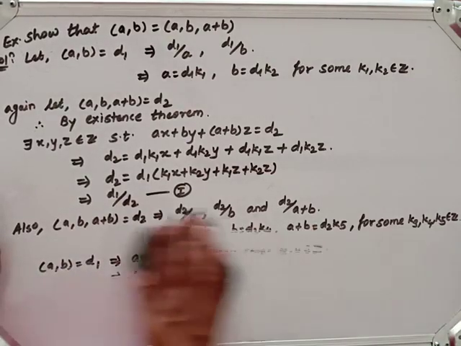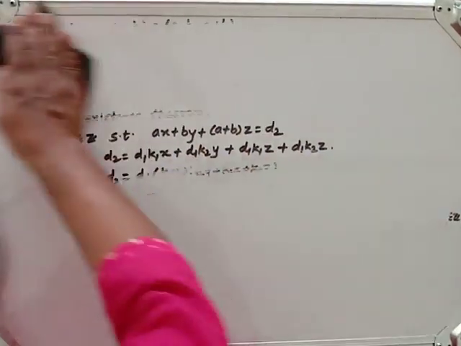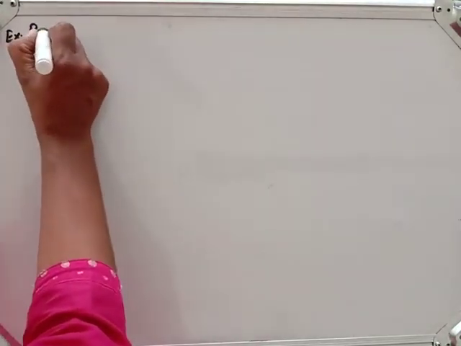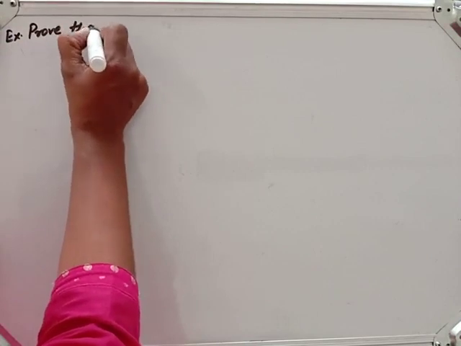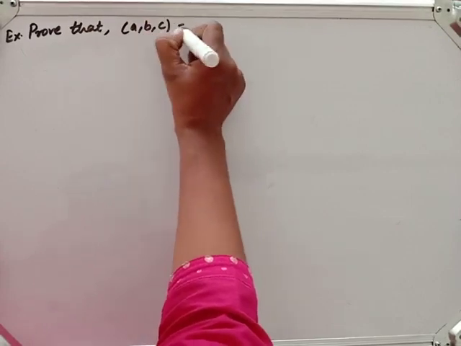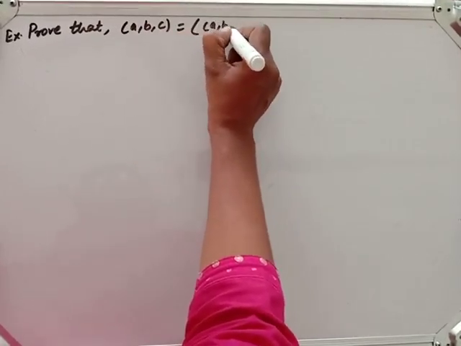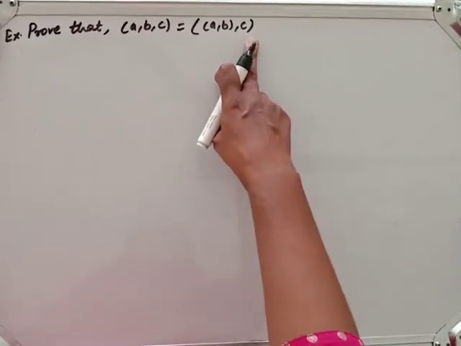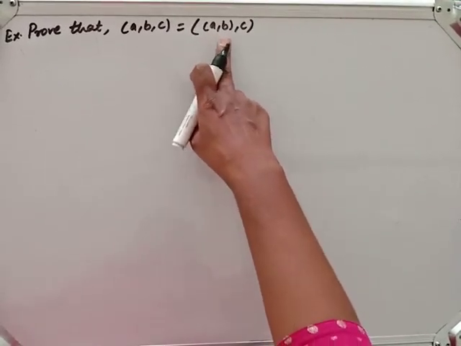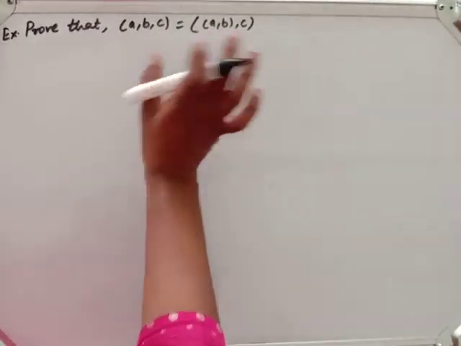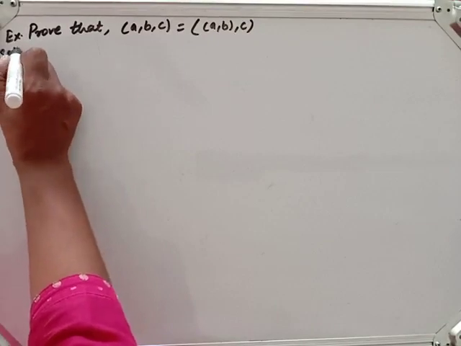Next example says, prove that GCD of A, B and C is the same as GCD of AB with C. Also it is the same as GCD of A with GCD of BC and GCD of B with GCD of AC. You can solve that one also. Now I am taking this one as an example for you.